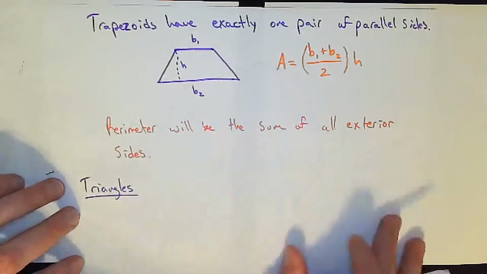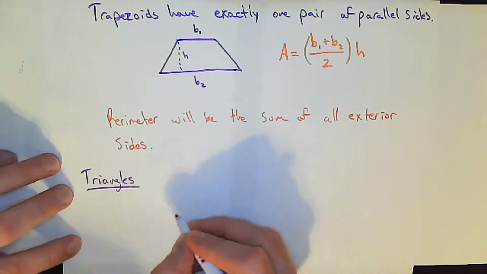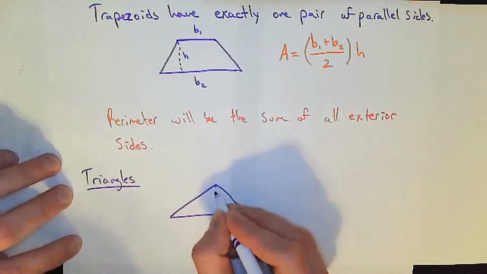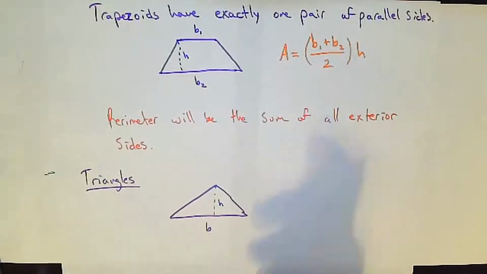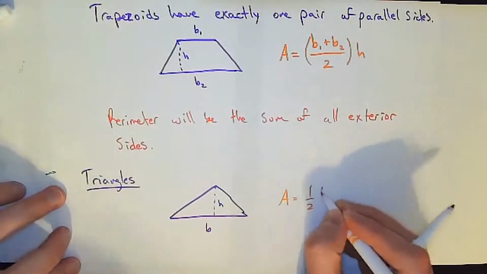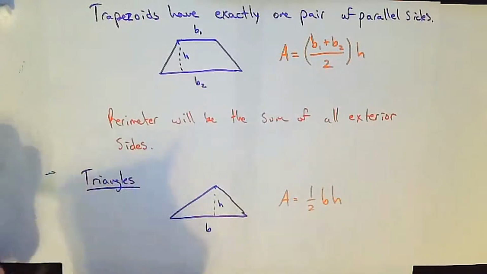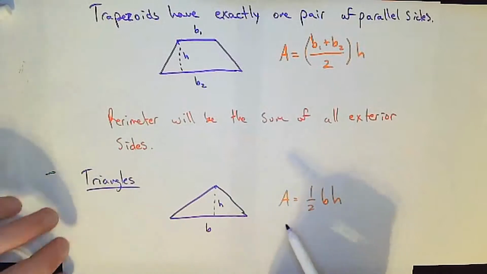Triangles, I meant to do this earlier. Let's see, triangle area. If you have some triangle like this, just some generic triangle, we like to denote its height and its base, and its area is going to be, again, very similar to a parallelogram, but it's 1/2 base times height. So it's just like a parallelogram area, except it's half of that, which makes sense if you think about it. A triangle is really just half of a parallelogram.